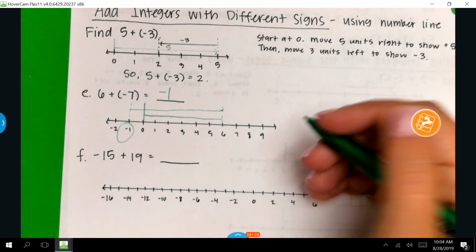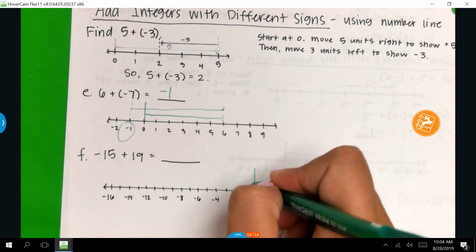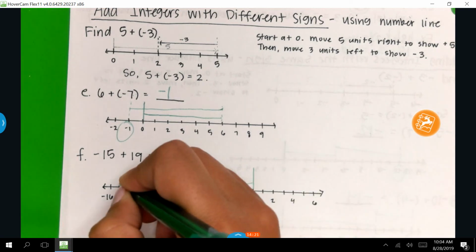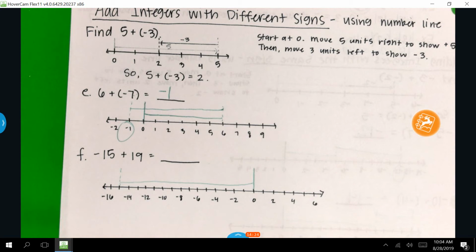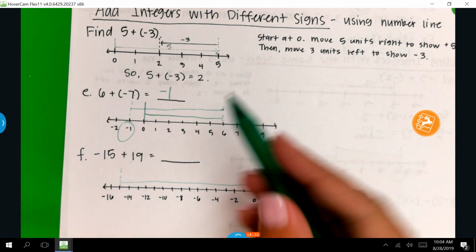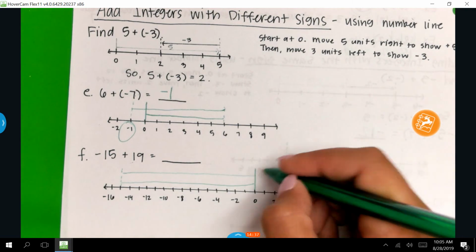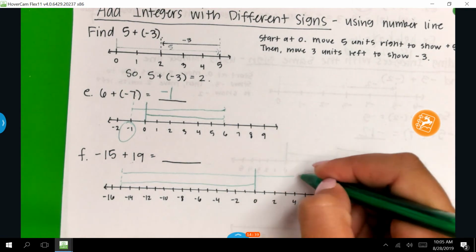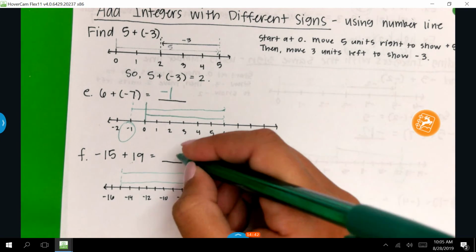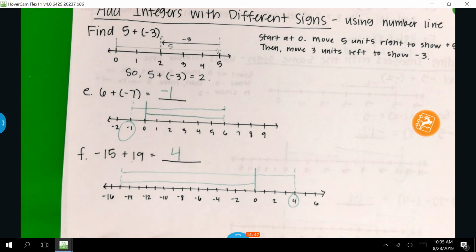All right, last one. I'm starting at 0 again. Always start at 0. The first number is negative 15. So that means I'm going to the left, negative 15 spaces. And then I'm adding positive 19 to that. So if I'm adding a positive number, which direction am I going? Right. To the right. So I know if I go to 0, that is 15. So then add 4 more to that, and you end up at positive 4. So your answer is positive 4. Questions on that?